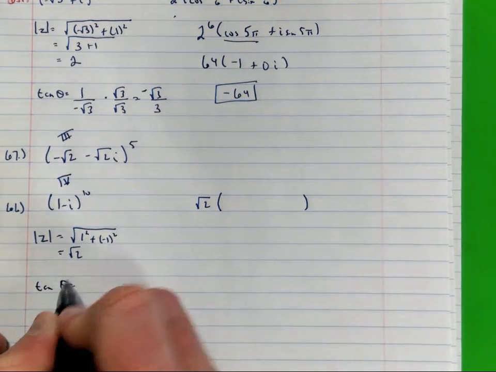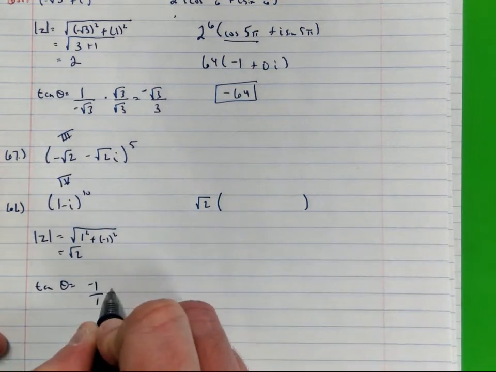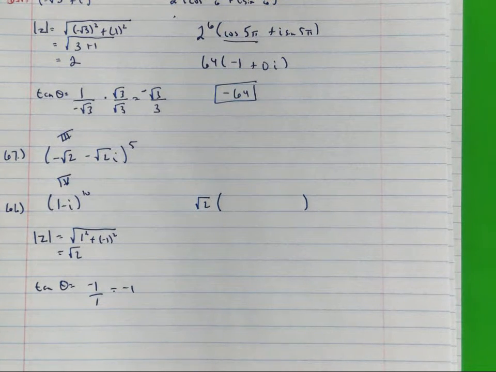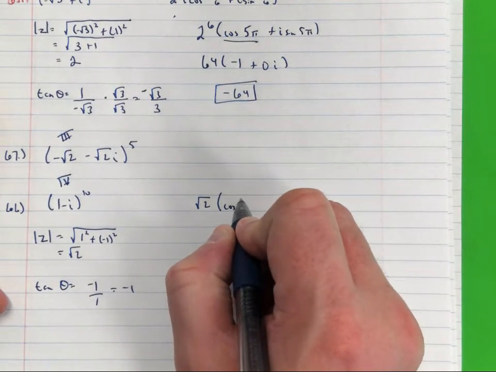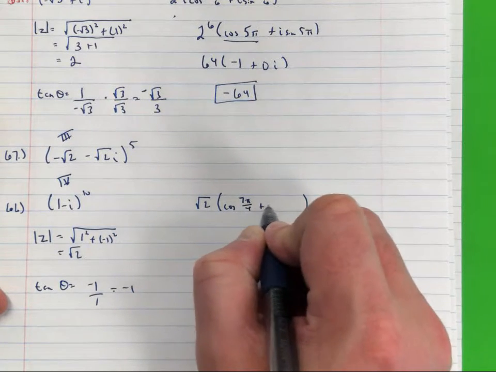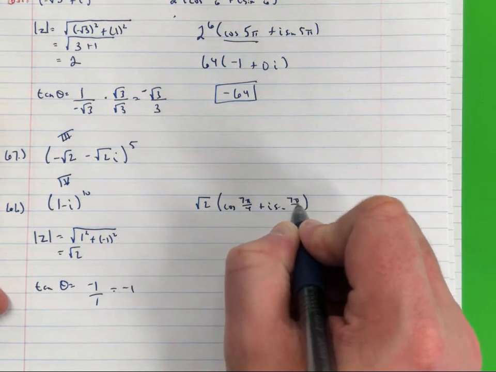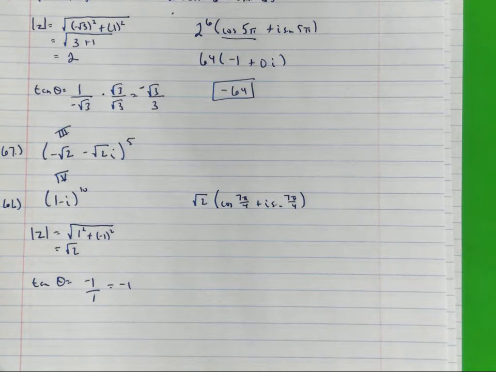Tangent of theta equals negative 1 divided by 1, which is negative 1. What family am I dealing with there? Pi over what? 4. What pi over 4 is in quadrant 4? 7 pi over 4. So you guys, this is not hard. You just got to know the steps of doing these problems here.